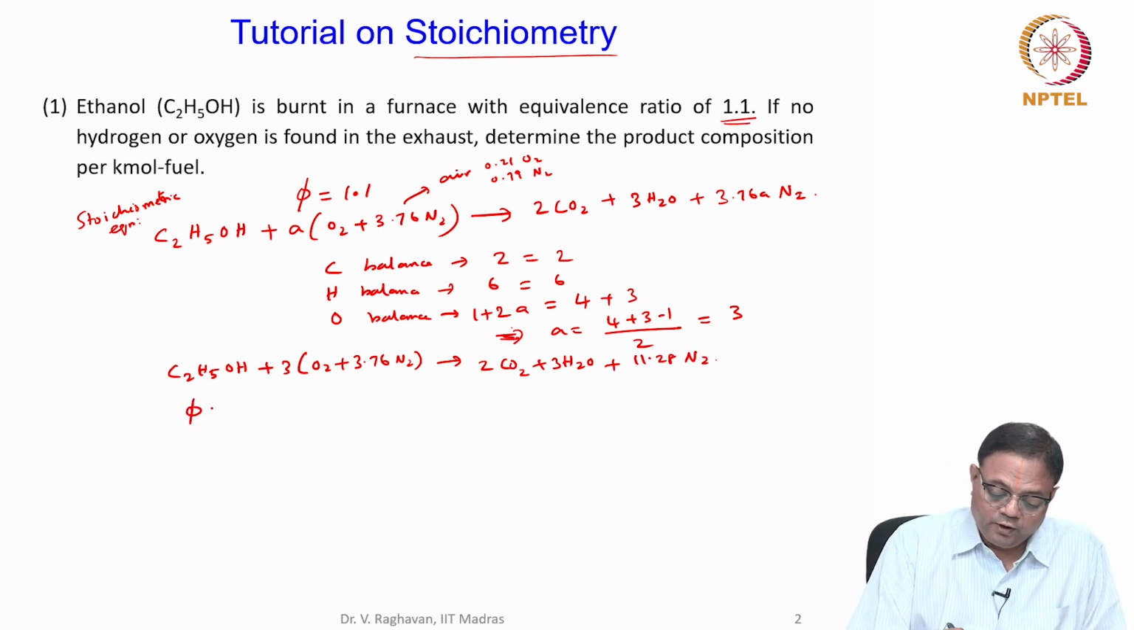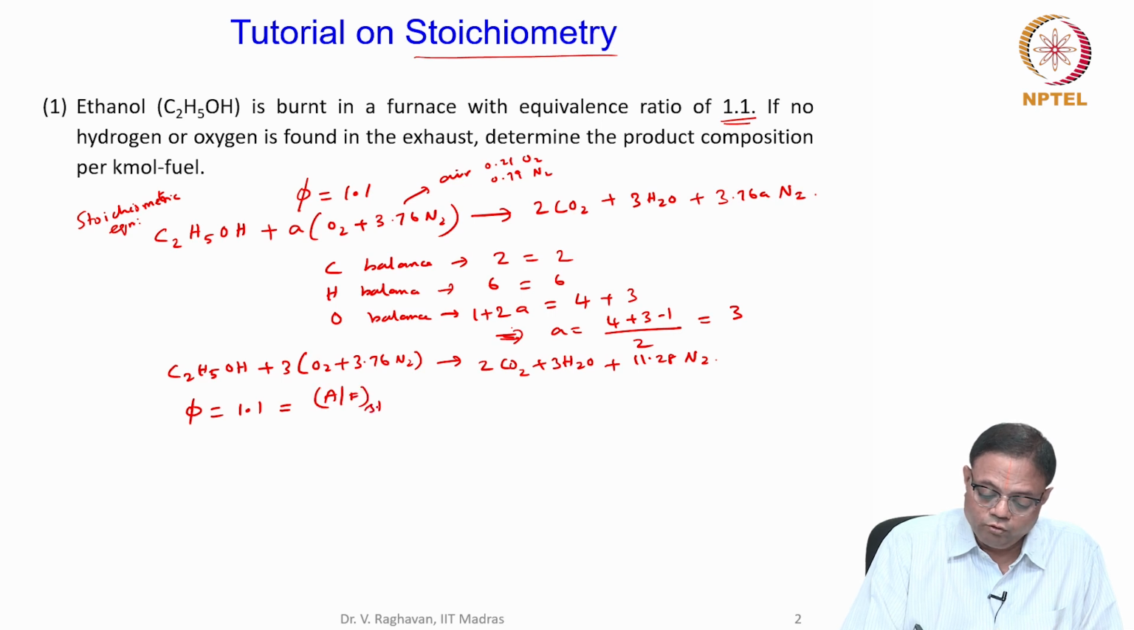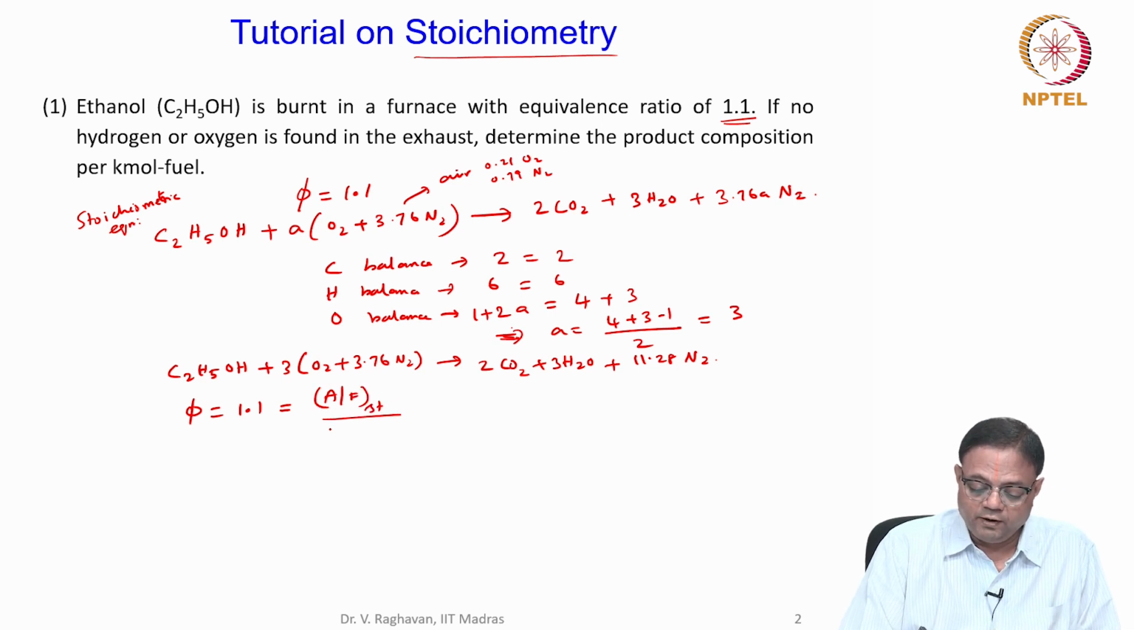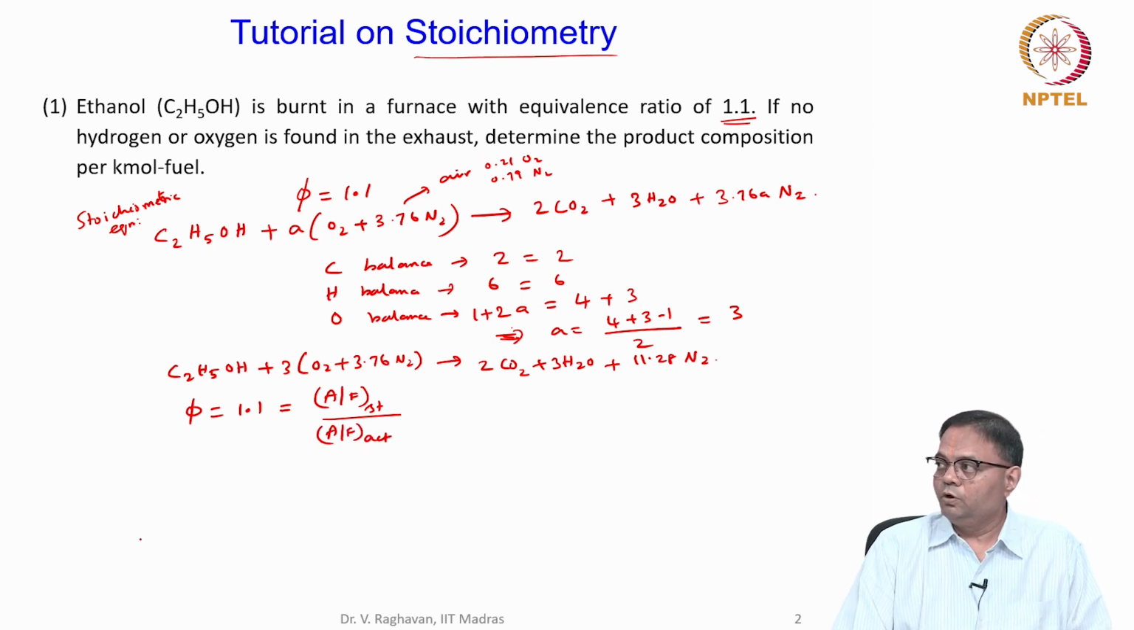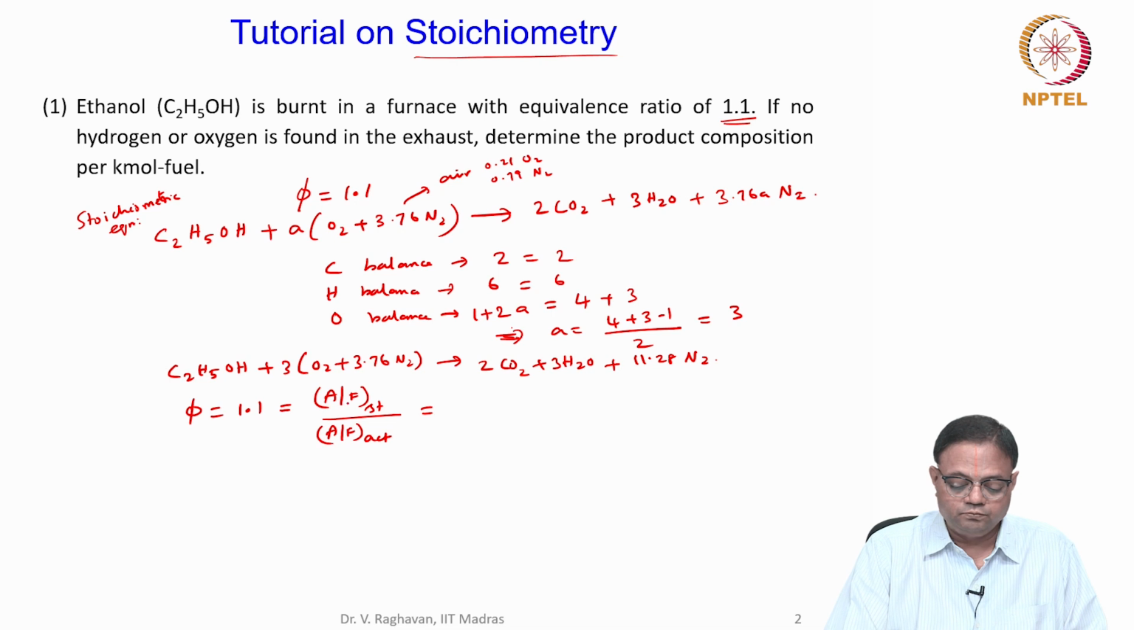But now in the problem, phi is given as 1.1. What is phi? It is defined as air fuel ratio stoichiometric divided by air fuel ratio actual. Okay, so now what is air fuel ratio stoichiometric? Any air fuel ratio is defined on the mass ratio, that is, mass of air divided by mass of fuel.